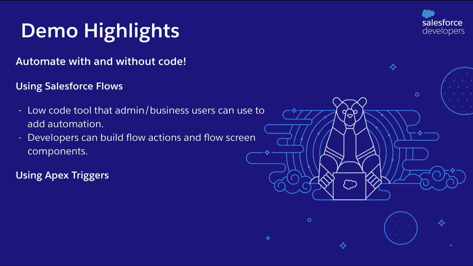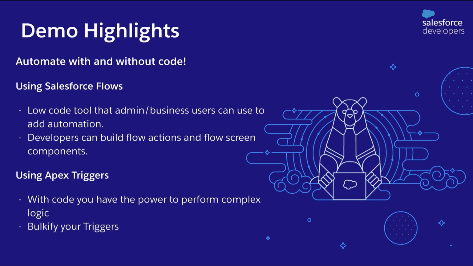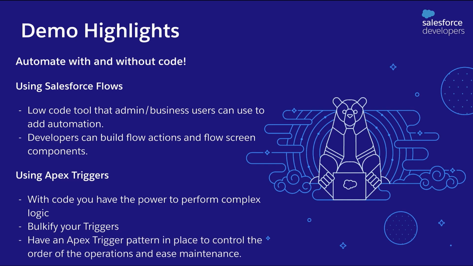You can automate your business process with pro-code using Apex triggers. Apex triggers involve writing Apex code. With code, you have the power to perform complex logic. As a developer, make sure to bulkify your trigger Apex code. As a best practice, have a trigger pattern in place to control the order of operations and ease maintenance.